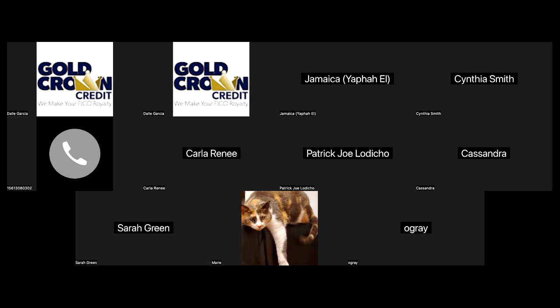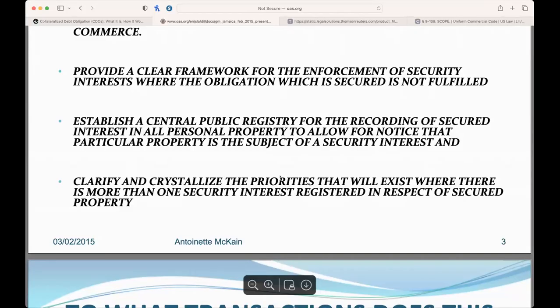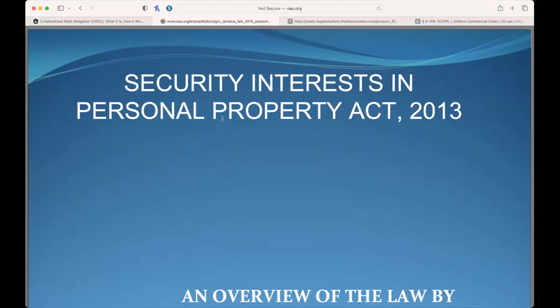So, all right, this was a nice one I stumbled upon doing some research. This is the Security Interest in Personal Property Act of 2013. And this is crazy because, like I said, we've just been reading about this.